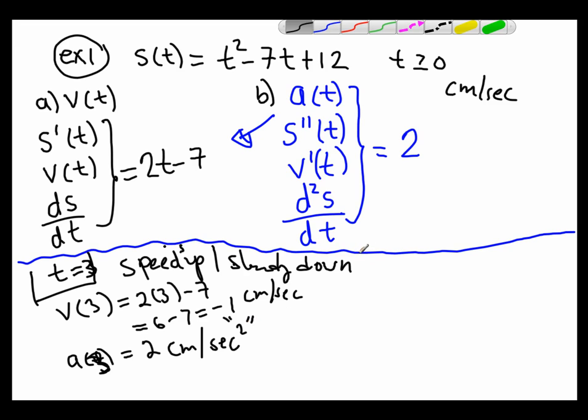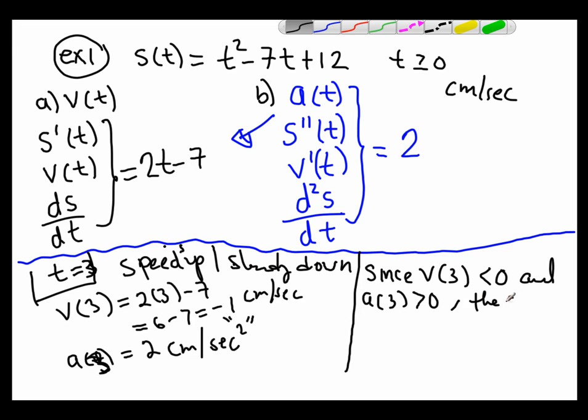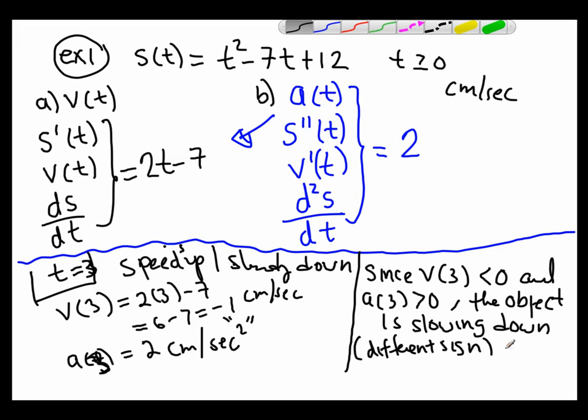Okay? Now we're ready to answer the question whether the object is speeding up or slowing down. So since v of 3 is less than 0 and a of 3 is greater than 0, the object or the particle is slowing down, different sign, at t equals 3. Okay.